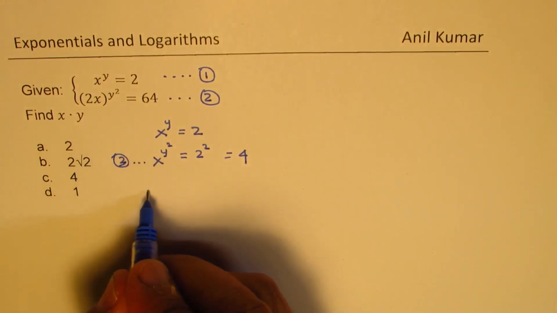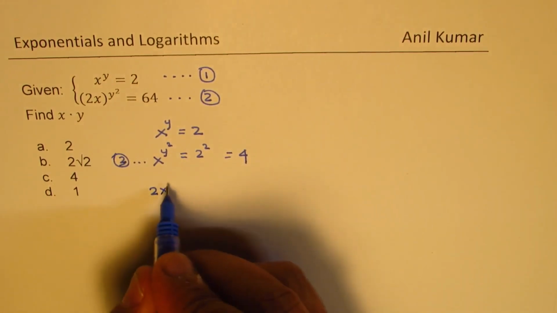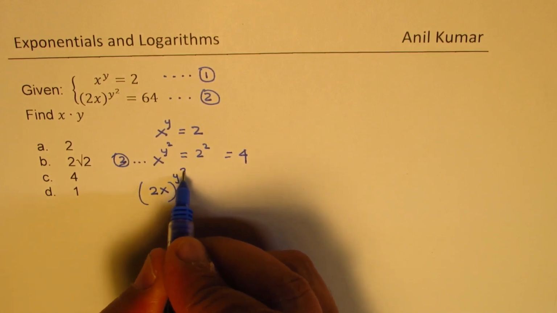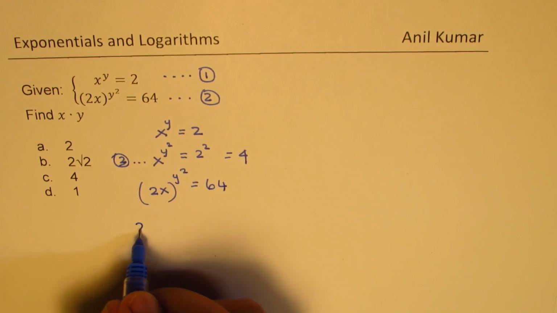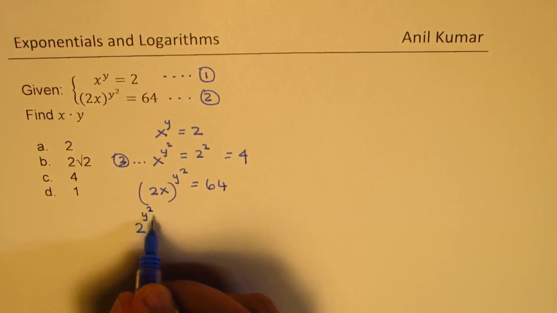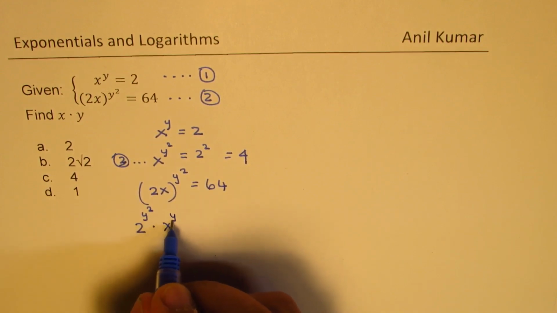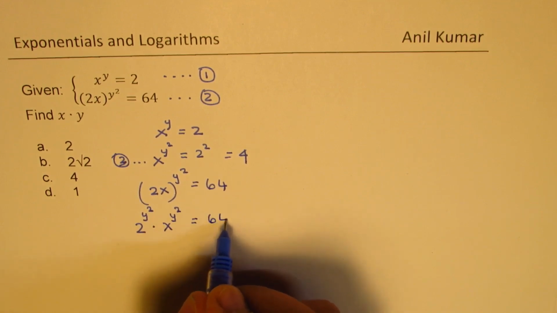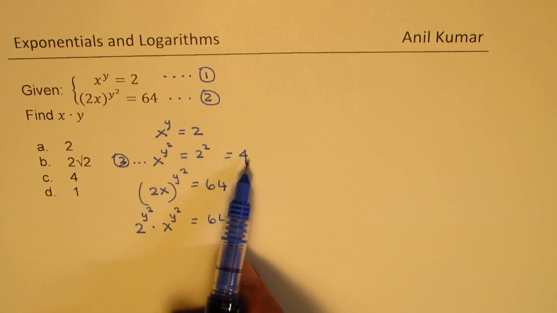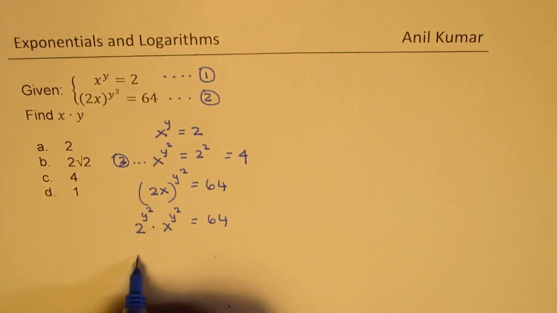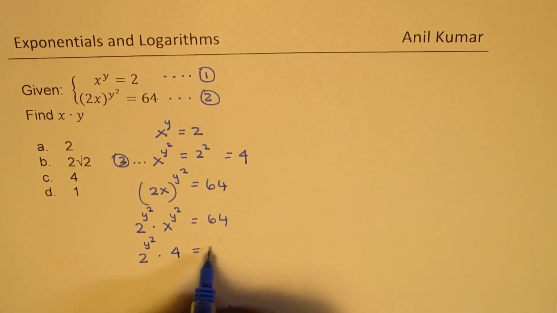Now, from the second given equation, we have (2x) to the power of y squared equals 64. So if I open the bracket, I get 2 to the power of y squared times x to the power of y squared equals 64. Now, x to the power of y squared is 4, so I'll replace this with 4. So we get 2 to the power of y squared times 4 equals 64.